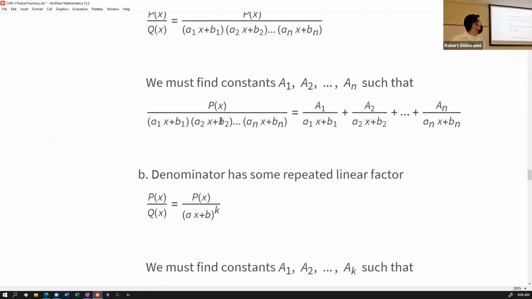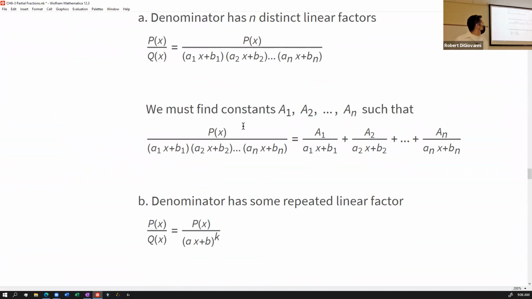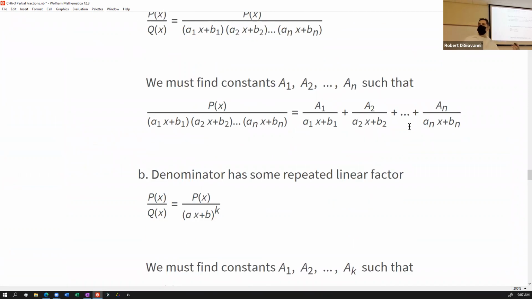In my notes, I say, hey, look, if you have a polynomial where the bottom has linear factors, and you have n of these linear factors, then you're going to do A sub 1 over the first linear factor plus A sub 2 over the second linear factor, and so on and so forth. Okay, so that's why I don't want to go through the notes. I think it's a little bit cumbersome to deal with that notation.